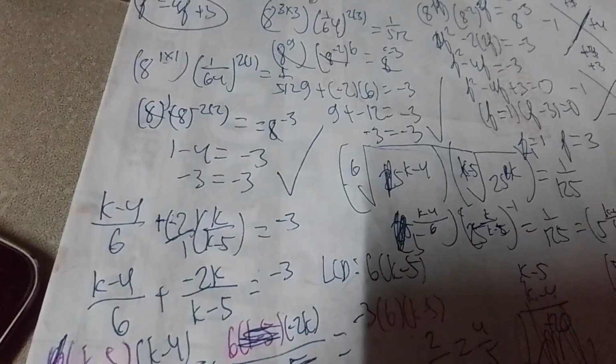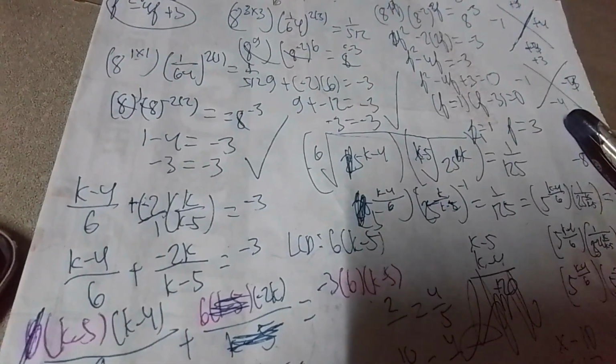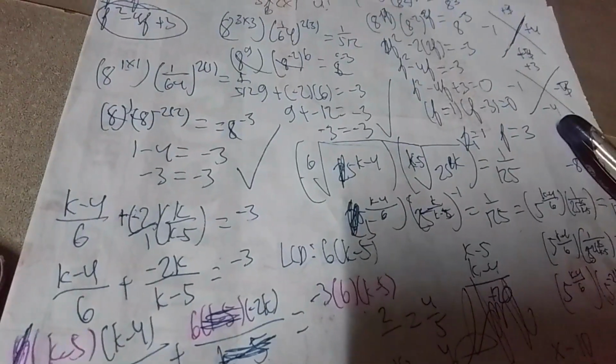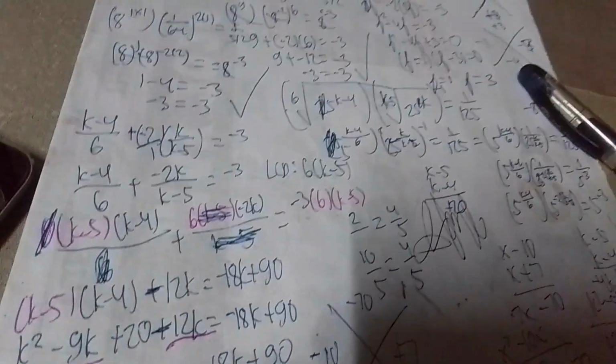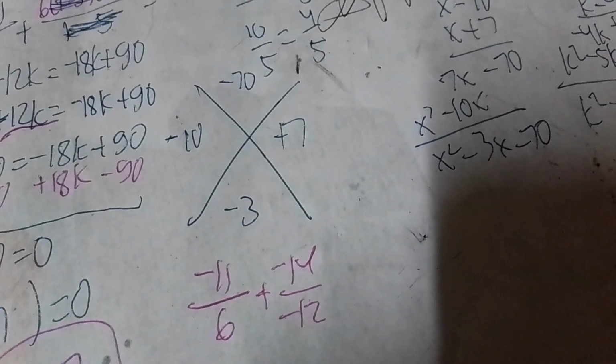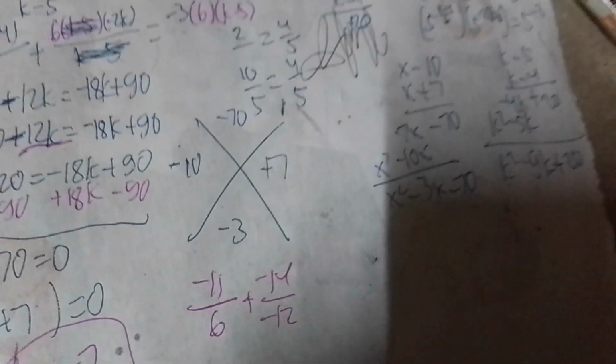Then this side, we have negative 2k and then k minus 5. Right? Negative 2 times negative 7 is positive 14. Negative k, that's negative 7, right? Negative 12. So that becomes negative 12, 14 over negative 12. Which is the same as, remember you get the LCD, right? So that becomes, what is that?